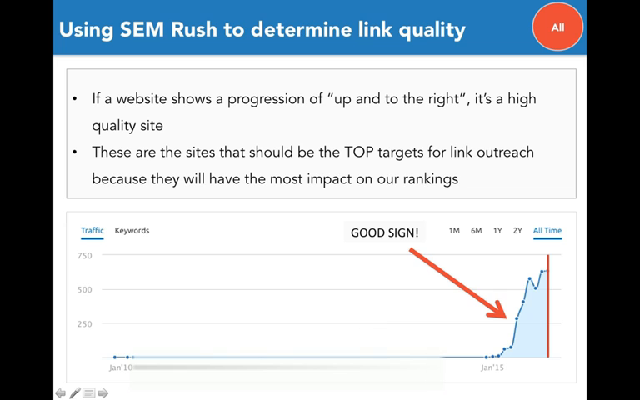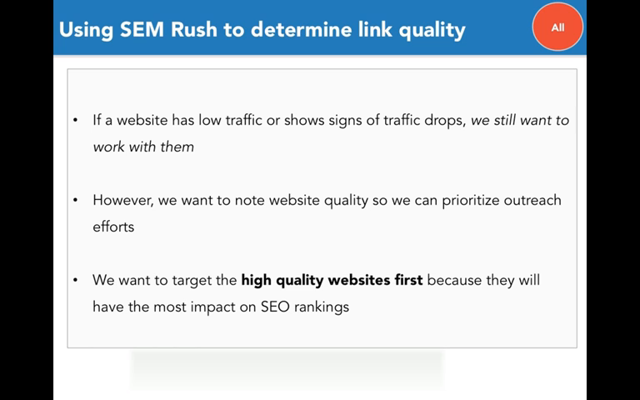This is actually my site right here. You can see the up and to the right curve. This shows that my site is actively gaining traffic and actively marketing itself. It's a very, very good link that we want. We want to place these towards the top of the targets for link outreach, because they're going to have the most impact on our rankings.